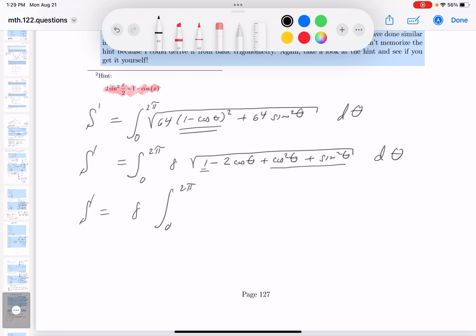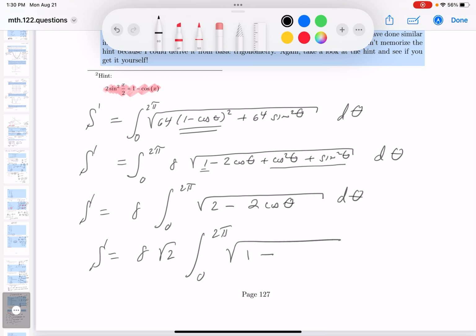And I'm going to write down what I see now, which is 2 minus 2 cosine theta. I'm going to pull out the 2, and that would be root 2, right? So you get 8 root 2, 0 to 2 pi, and then you get this 1 minus cosine theta d theta. All right?